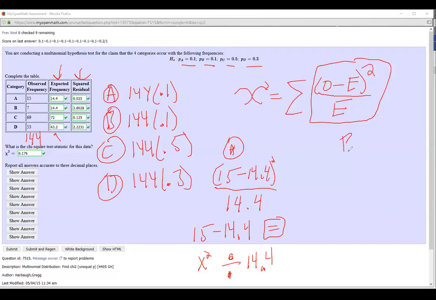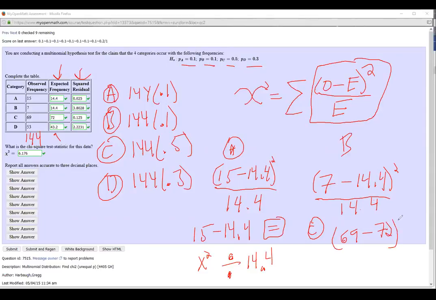For category B, we're going to do 7 minus 14.4, because that's what was expected, right? If we go here, we can see the 7 minus the 14.4. We're going to square that and divide it by 14.4, because that was the expected. For category C, we're going to do 69 minus the 72, square the error, divided by 72.